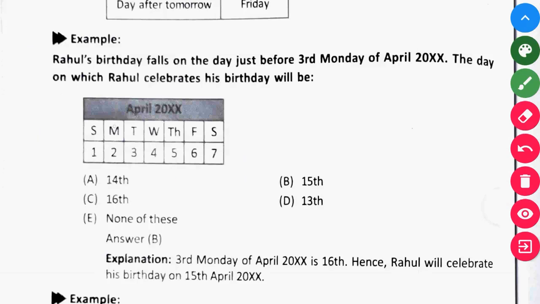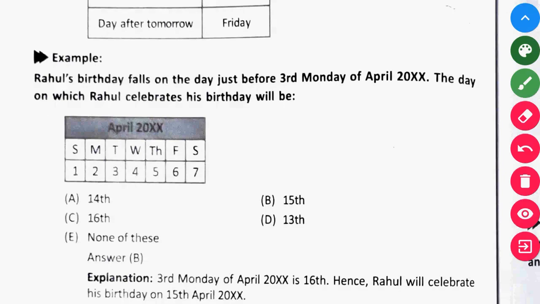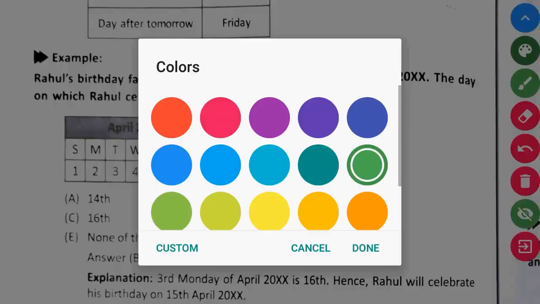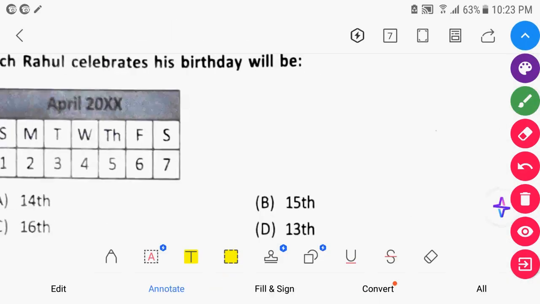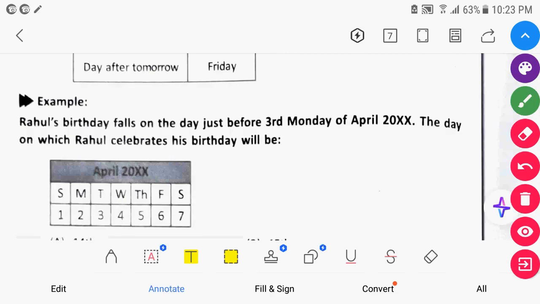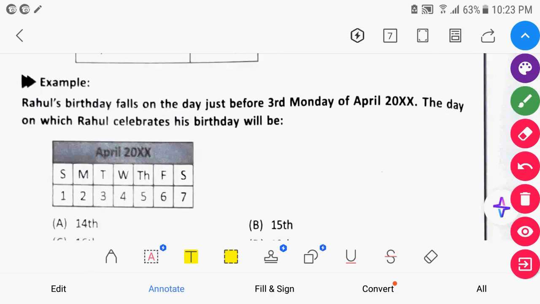So these are the kind of questions which are based on calendar and birth date. In some calendar months, 1 week is given to you, and they say that the third week's fourth day is the birthday of this person, so you have to calculate the date. Now for example, here one example is given that Rahul's birthday fell on the day just before the third Monday of April 2000 something, and the day on which Rahul celebrates his birthday will be.